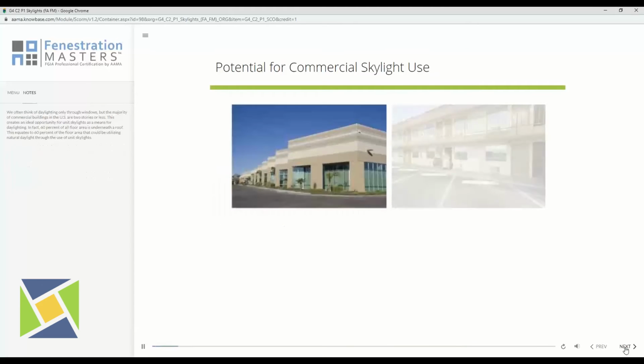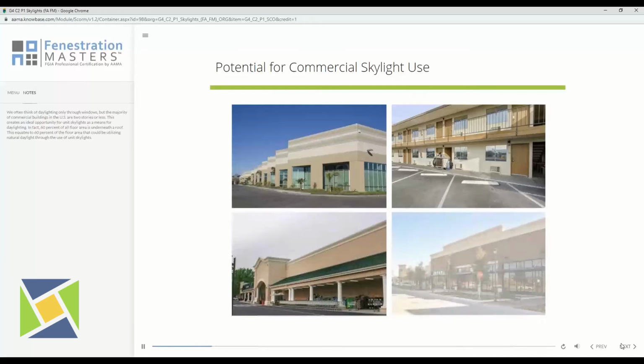We often think of daylighting only through windows, but the majority of commercial buildings in the U.S. are 2 stories or less. This creates an ideal opportunity for unit skylights as a means for daylighting. In fact, 60% of all floor area is underneath a roof. This equates to 60% of the floor area that could be utilizing natural daylight through the use of unit skylights.